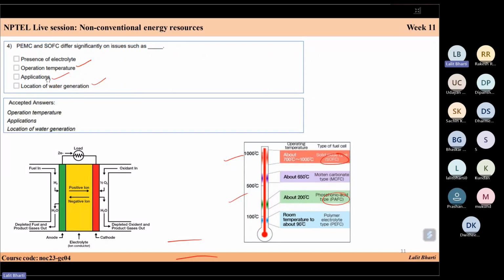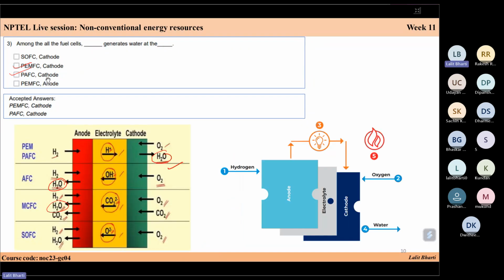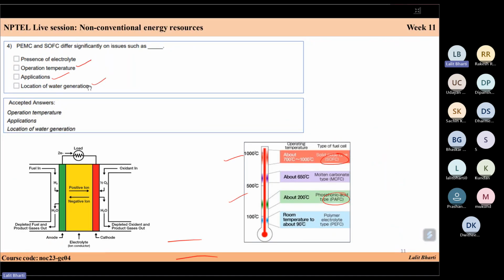Then location of water generation. We have already seen that if you have an acidic type of electrolyte, then you will get water generation at the cathode. Otherwise, you will get water generation at the anode. So in SOFC, it is at the anode. So these differ in the location of water generation also. So options 2, 3, 4 are correct, and the first is not correct for this kind of question.